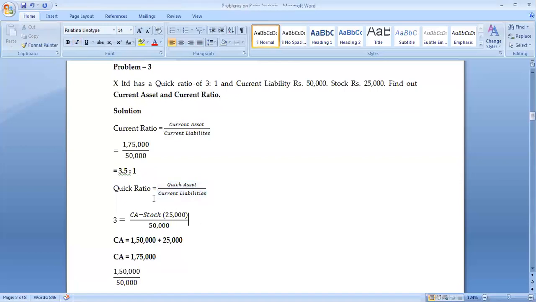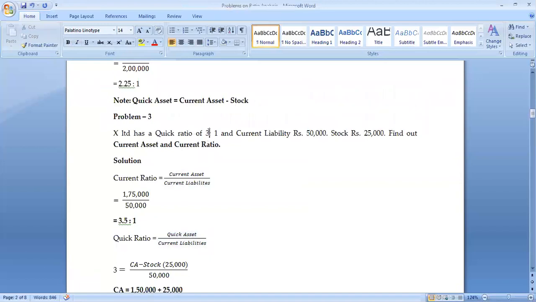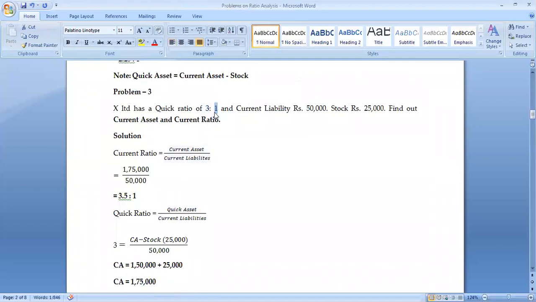So see here, apply the formula of quick ratio. Quick ratio is equal to quick assets divided by current liability. So what was the quick ratio? We need only the asset. 3 is indicating the asset, that is quick asset. 1 is indicating the liability, current liability. So we have already got the one value. So what is the one value? It is 50,000. Clear? Are you able to understand?